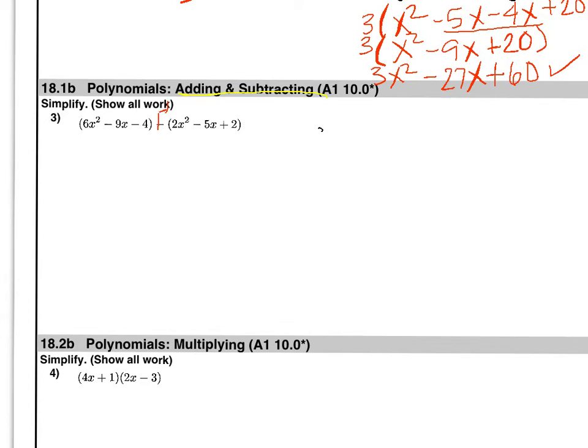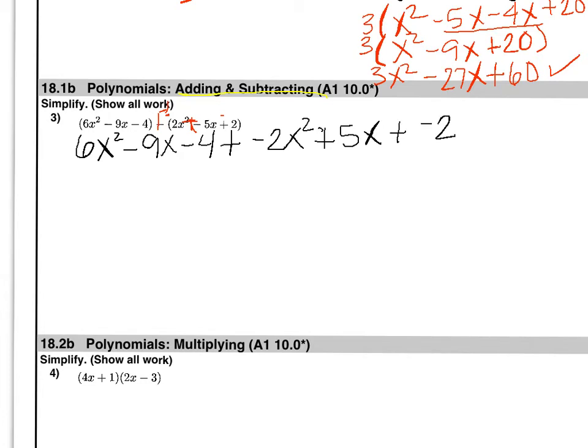Well, that negative 1 has to be distributed through. So you really get a negative 2x squared, a positive 5x, and a negative 2. So I'm going to rewrite it, make sure that I have all my ducks in a row and don't lose anything. So I'm going to have 6x squared minus 9x minus 4 plus a negative 2x squared plus a 5x plus a negative 2. Okay, and I'm just going to switch all my negatives to adding the opposite.